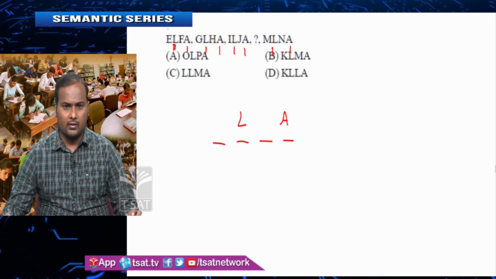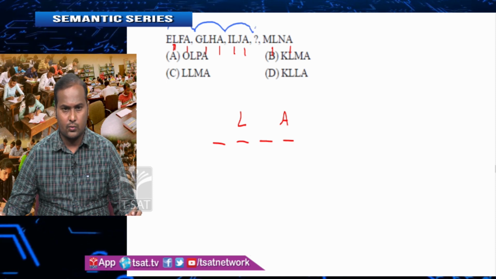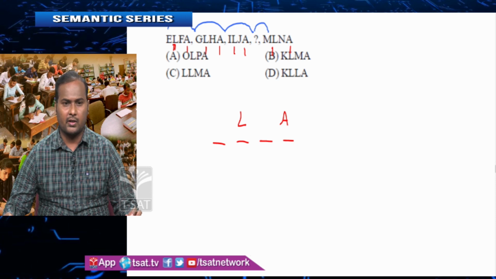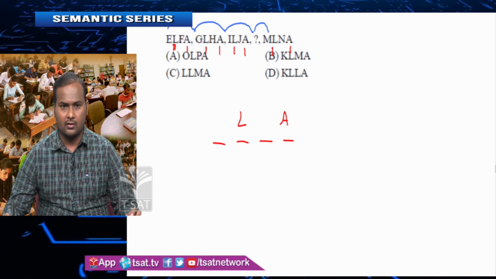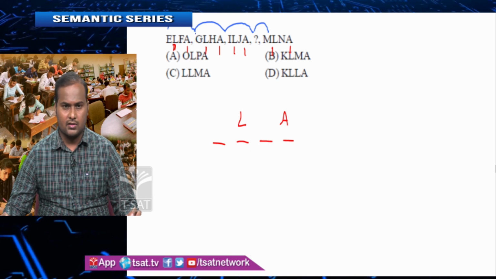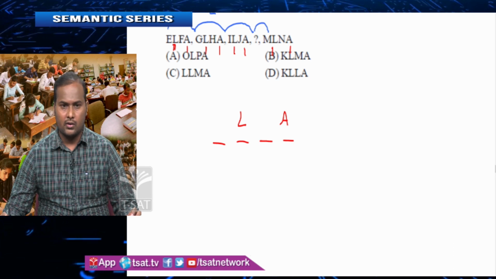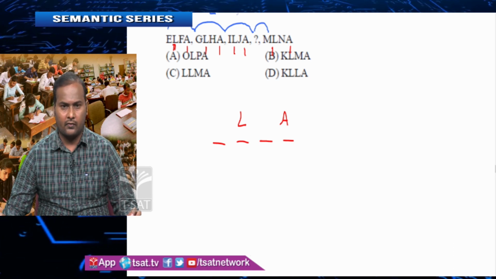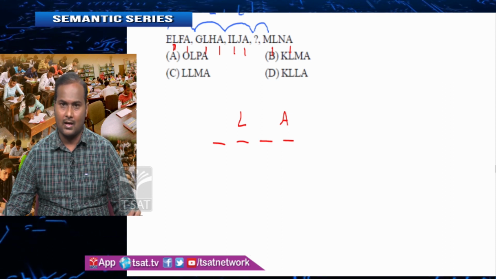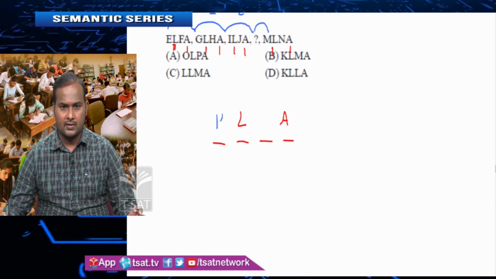If you see here E, G, I, and the next one. E to G: E is 5, G is 7, so it is increasing by 2. Next one is G to I. G is 7, I is 9, here also increasing by 2. Obviously here also it will increase by 2. I is 9, 9 plus 2 is 11, 11 is K. So you will get the answer K.